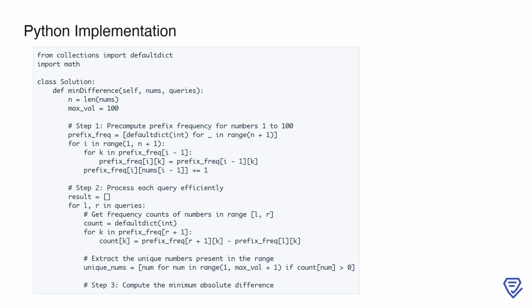handling mathematical operations. Within the solution class, the min_difference method takes two inputs, the array nums and a list of queries. The goal is to efficiently compute the minimum absolute difference of distinct numbers within specified subarray ranges. To do this, we first calculate the prefix frequency for all numbers in the range 1 to 100, which is the assumed maximum value of elements in nums.